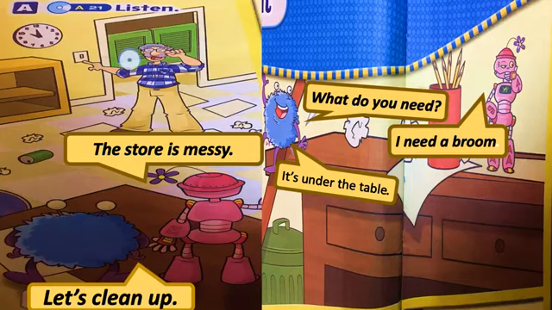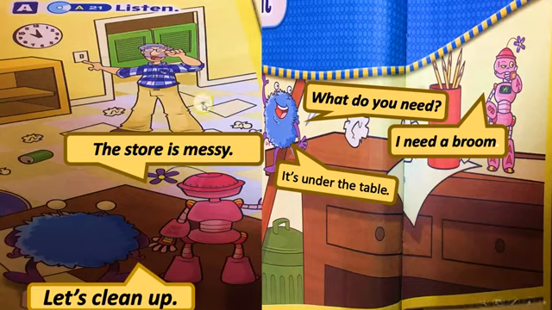Mr. Jones went to his store. Store means shop. In colloquial Arabic we say shop. At night, Mr. Jones went to his store and saw the store's messy. He saw the store is messy.